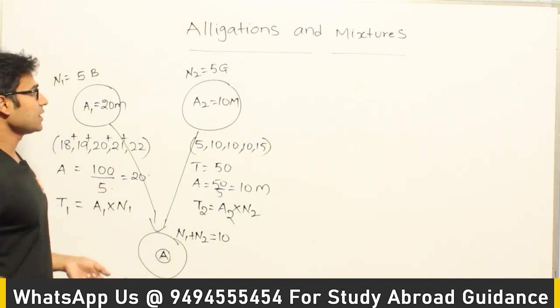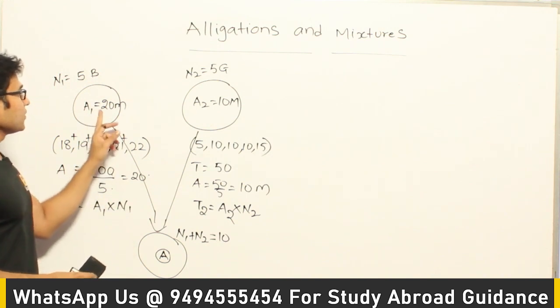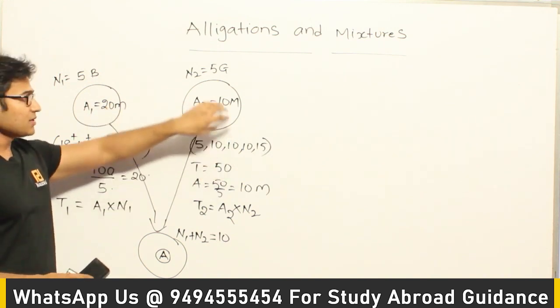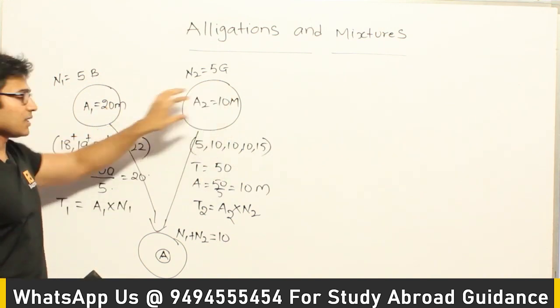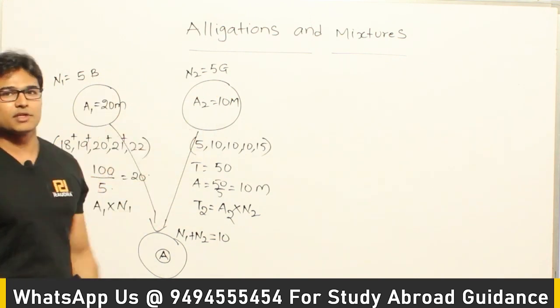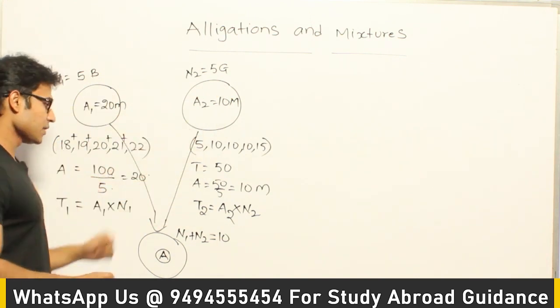If you think about it intuitively, it should lie between 20 and 10, isn't it? Because the least average is 10 and the highest average is 20, it should lie between them. We shall discuss it later if you are not able to get it.